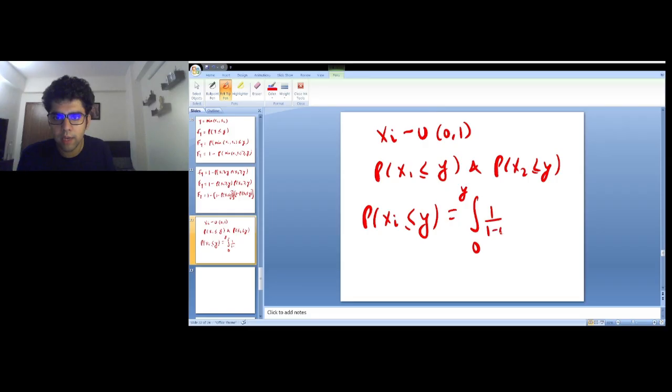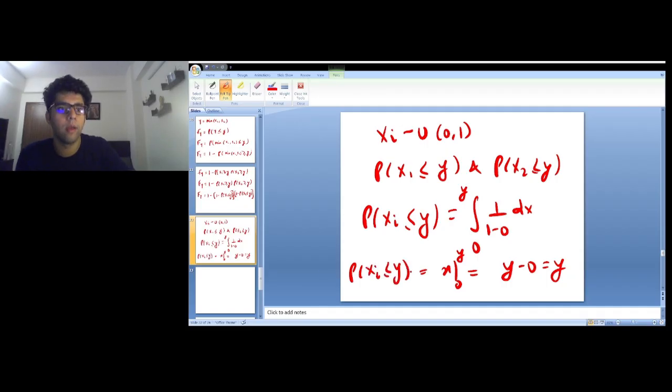This becomes 1 upon 1 minus 0, dx, because we are finding the CDF of x. This gives me x, and we put in the limits 0 to y. This gives y minus 0, which is equal to y. So my probability of xi less than or equal to y becomes y.